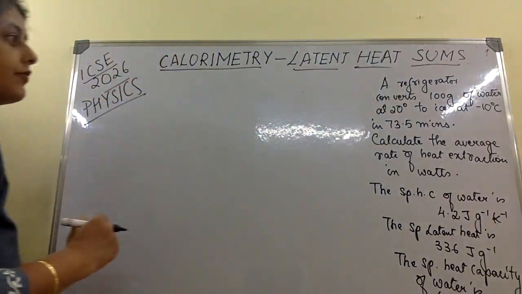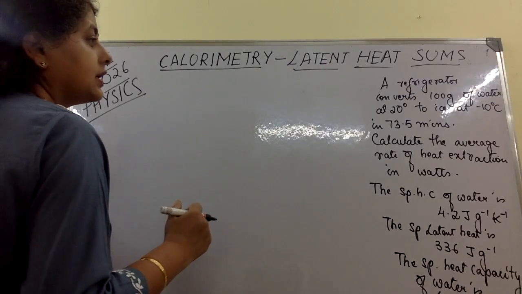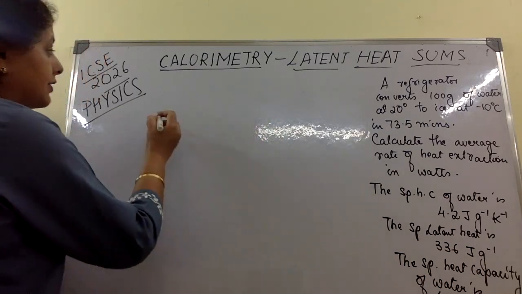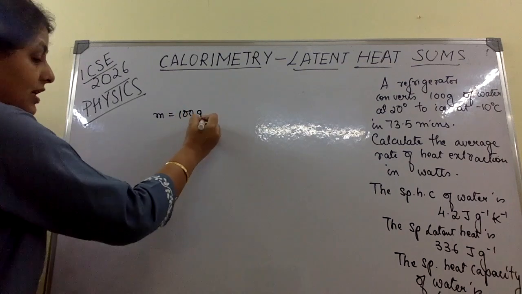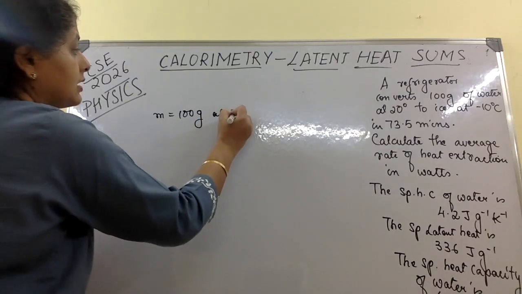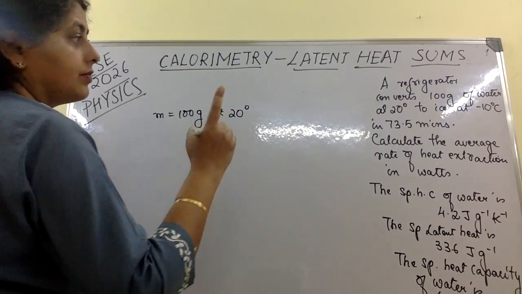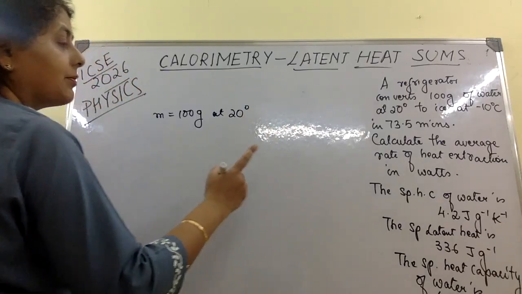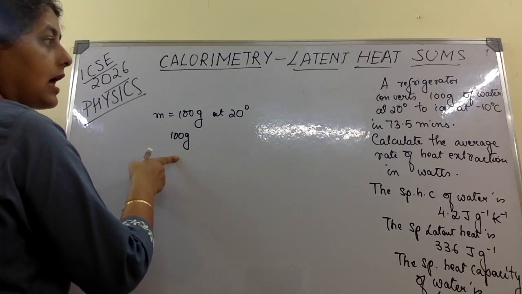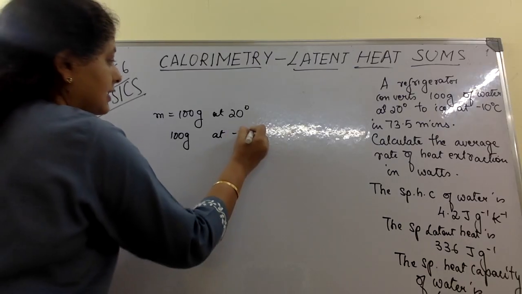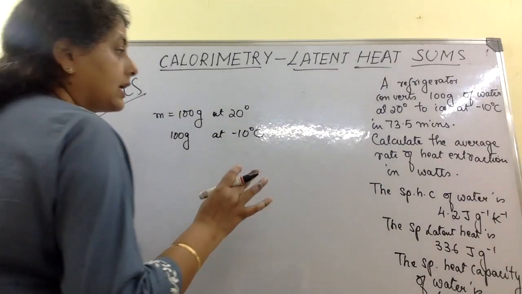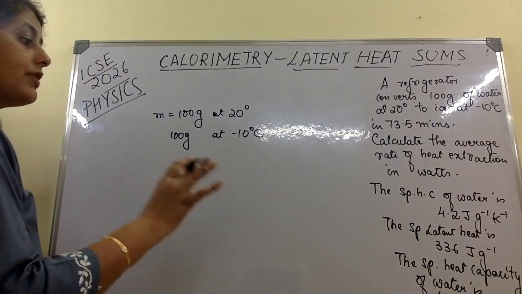A refrigerator converts 100 grams of water at 20 degrees to ice at minus 10 degrees. So the refrigerator converts 100 grams, the mass is 100 grams. You should make a note of that immediately. 100 grams of water at 20 degrees, which becomes 100 grams of ice at minus 10 degrees centigrade. Calculate the average rate of heat extraction in watts.